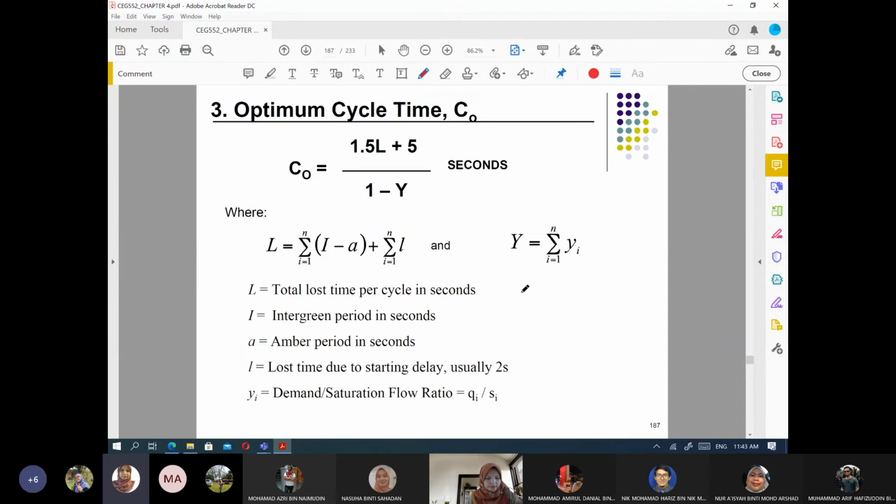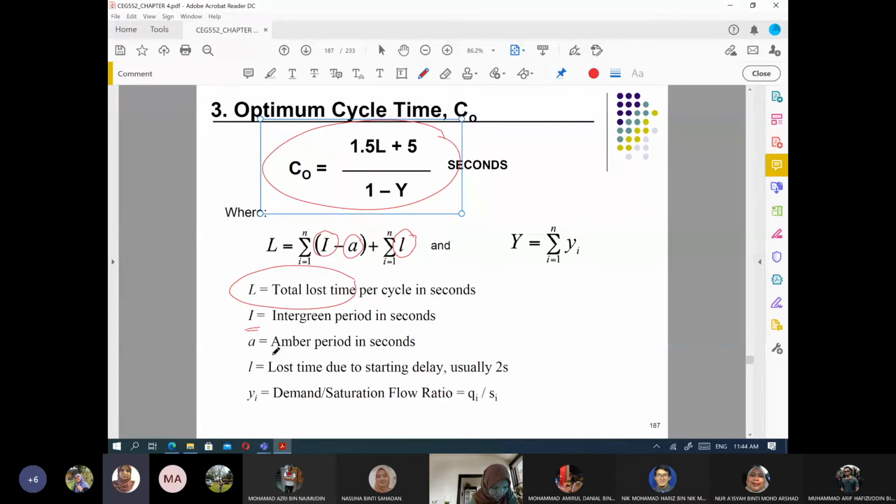Okay, C0. This is for you to calculate the C0 value. See, C0 equals (1.5L + 5) divided by (1 minus capital Y). L is the total lost time. I is the intergreen time. So from here, you need to know your intergreen time. You need to know your amber. You need to know your total lost time, the small l from the beginning. Small l is the start-up delay.